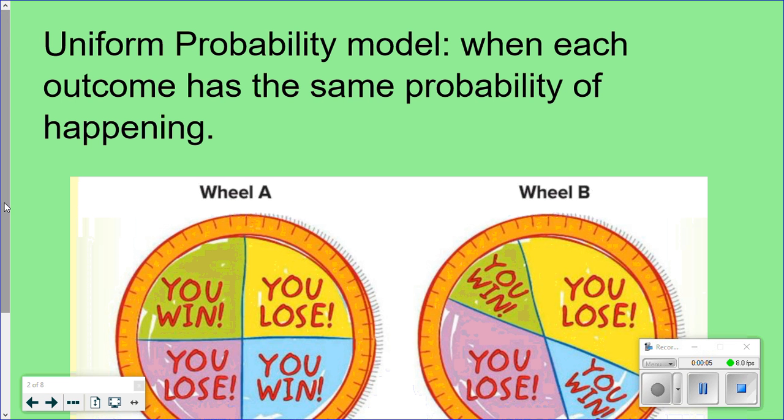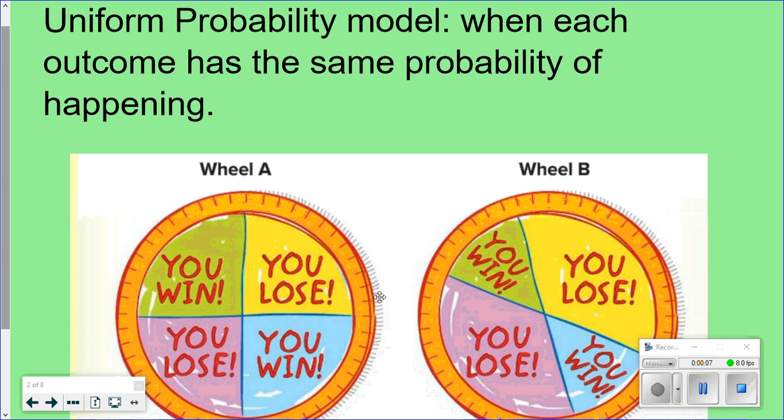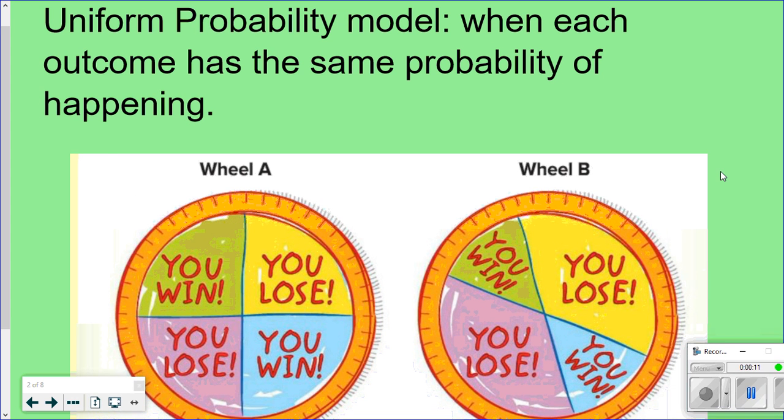Uniform probability. Okay? Uniform probability is when each outcome has the same probability pattern. So if your spinner looks the same, if your dice has the same amount of numbers on it, things like that. And a good example I have down below.